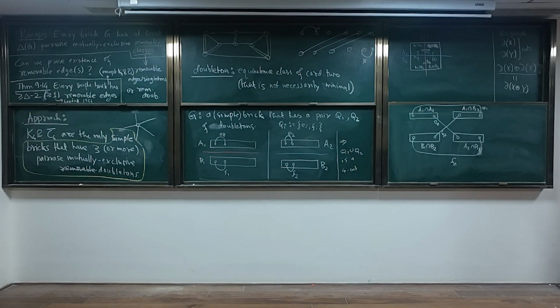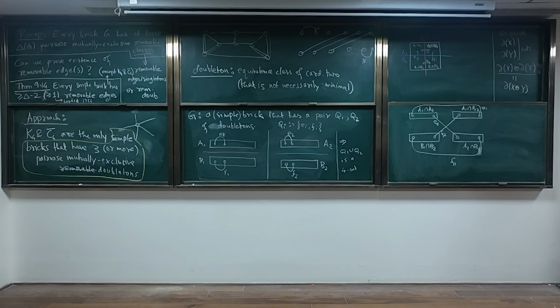If I take a perfect matching containing Q1, Q1 is E1 F1. Either it will contain Q2, both edges, or it will not contain Q2 at all. It will not intersect with Q2. You all agree? Because Q2 is an equivalence class. So any perfect matching will either contain both Q1 and Q2, or it will contain exactly one of them and have empty intersection with the other, or it will have empty intersection with both of them. These are the possibilities in life. Yeah?